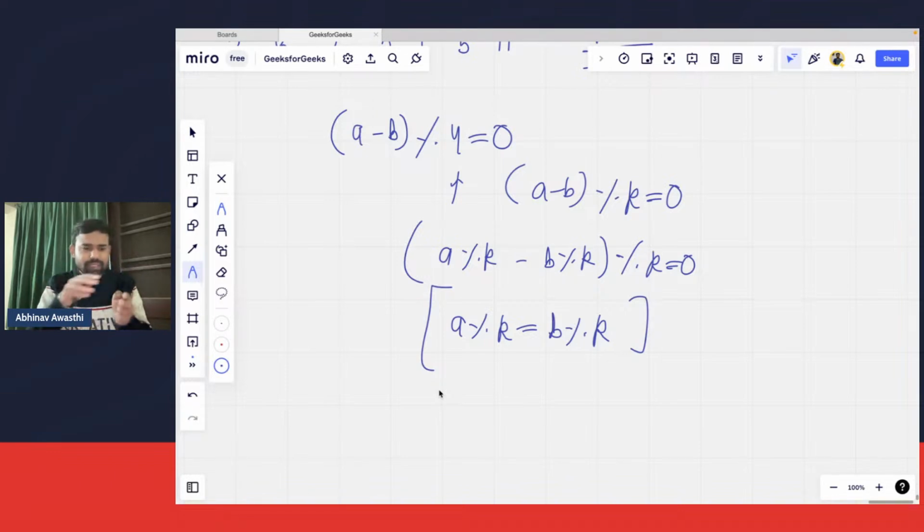Is this thing clear, that A mod k should be equal to B mod k so that the difference is divisible by k? Okay, that's the basic funda behind this problem.